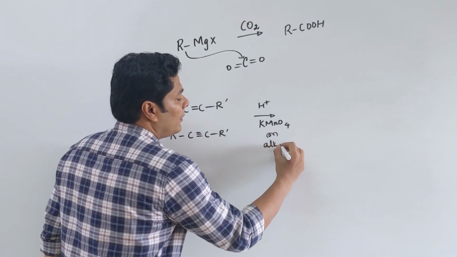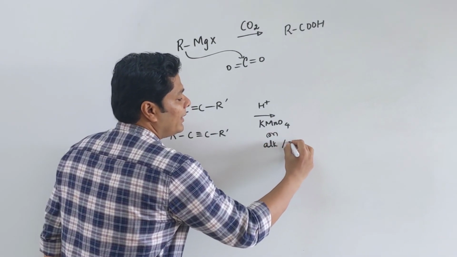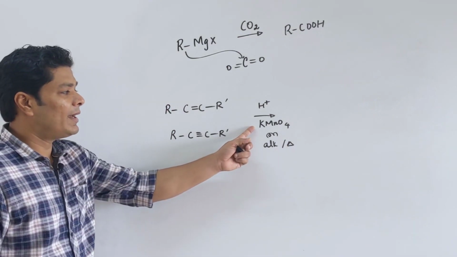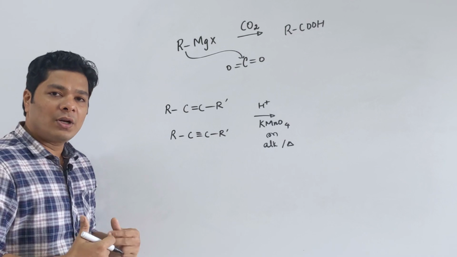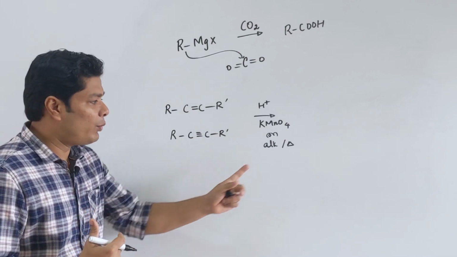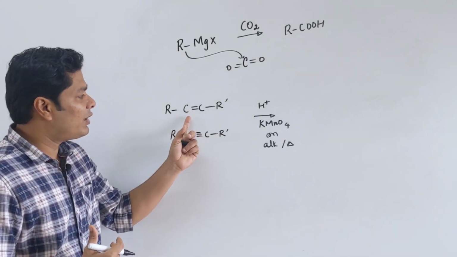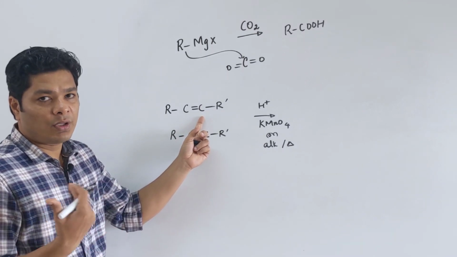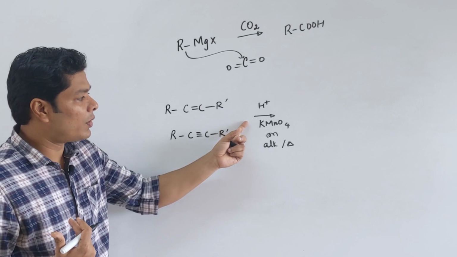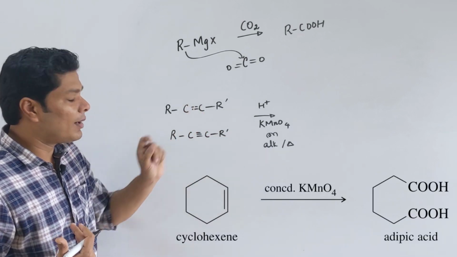or alkaline and heat. So, acidified potassium permanganate or acidified dichromate is extremely strong. Alkaline is not all that strong. So, if you use alkaline, we want heat. What will happen when you have a double bond? We get a diol, Baeyer's reagent, test for a diol. We saw that before. That was dilute condition. This is strong condition. You break the bond completely.